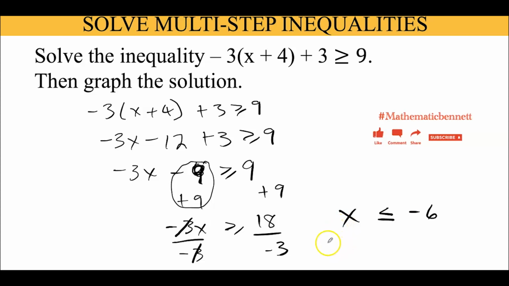Let us graph our solution. So on our number line, we have 0, 3, 6, negative 3, negative 6. We have a circle at negative 6 and it's equal to, so we have to shade that circle as well. And since it's less than, we're going to the left.